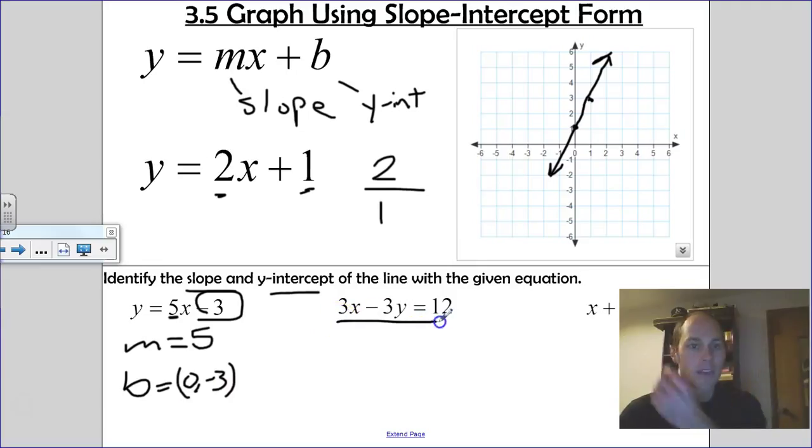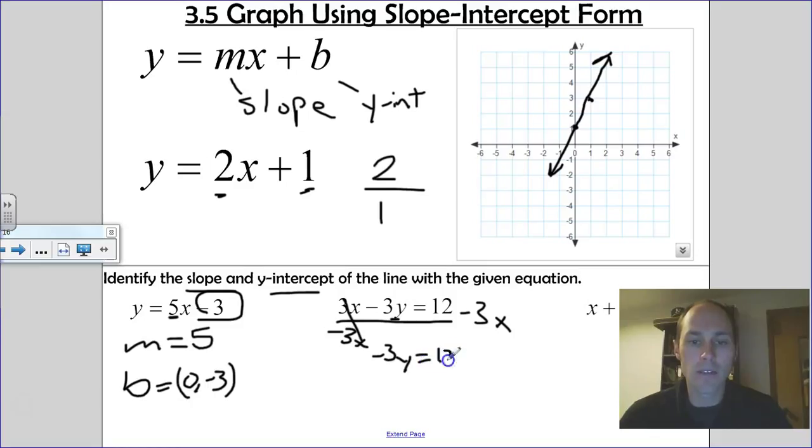Now, this is in standard form. So if we want to find the slope and y-intercept, we need to convert it into slope-intercept form or function form. So we need to get the y by itself. In order to get y by itself, we subtract 3x. That leaves us with -3y equal to 12 minus 3x. And now to get the y by itself, I divide by -3.